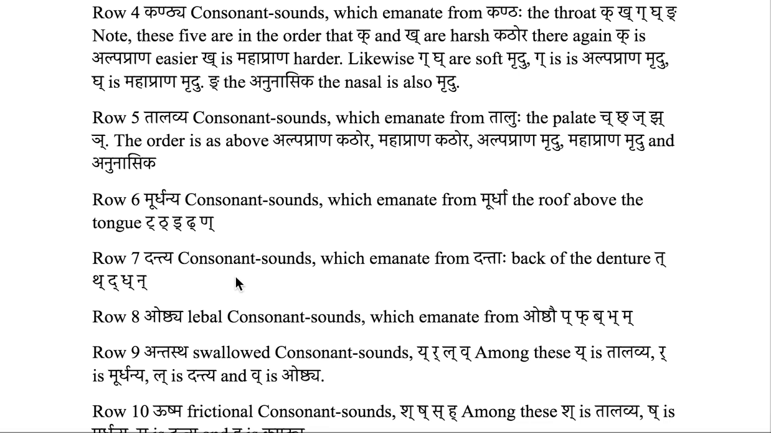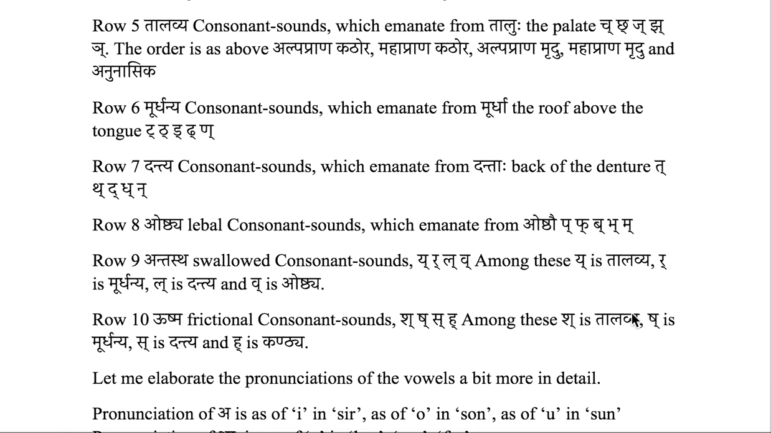Row 7, dantya consonant sounds, which emanate from dantaha, back of the denture: t, th, d, dh, n. Row 8, oshtya, labial consonant sounds, which emanate from oshtau, the lips: p, ph, b, bh, m. Row 9, antastha, swallowed consonant sounds: y, r, l, v.